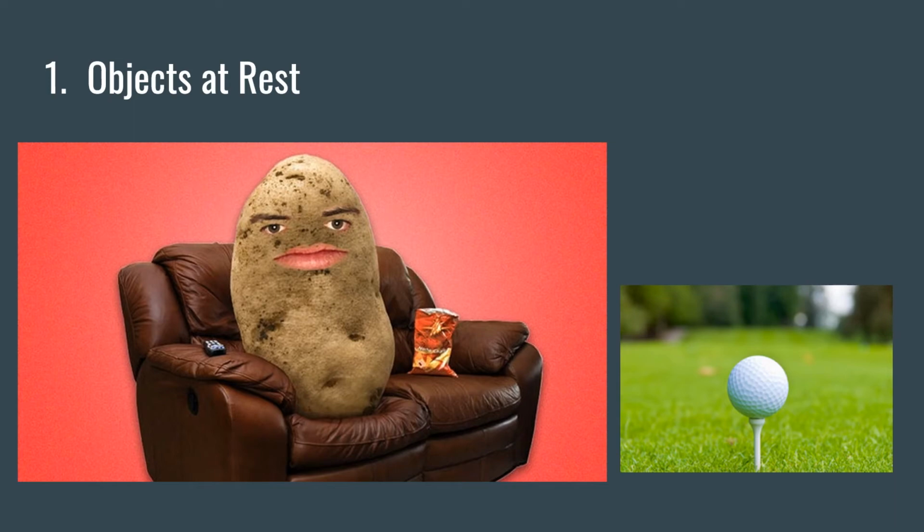So this is an example of objects at rest. The right one is a golf ball. Here, if there is no player to kick the ball, it's not going anywhere. And this is a nice picture. The left one, the potato on the sofa, picture number 1. Maybe most of you are like this one, watching movies, playing video games, and eating. That's it. So be careful, don't be fat.